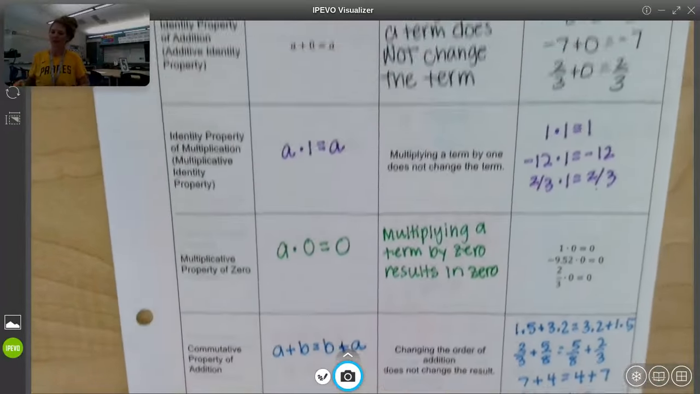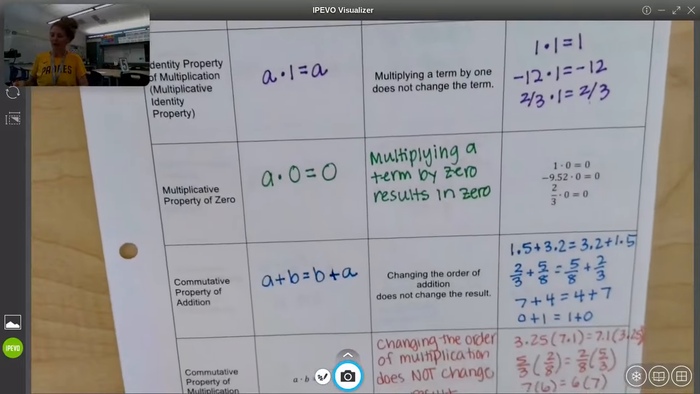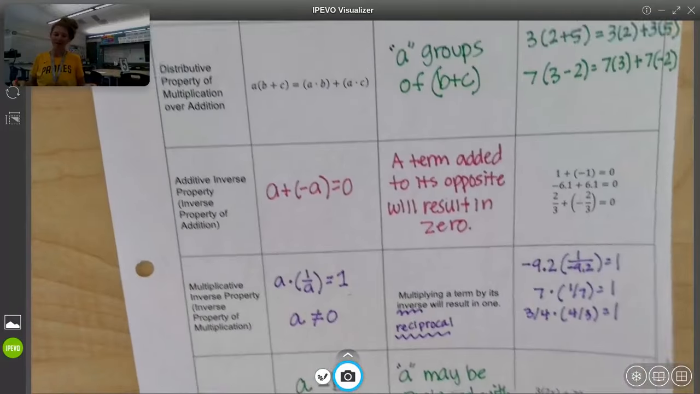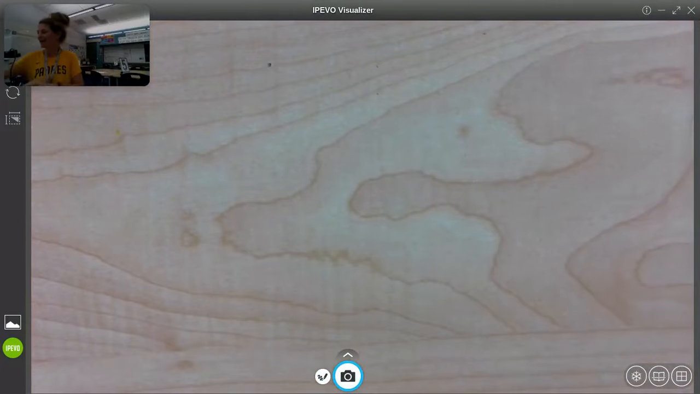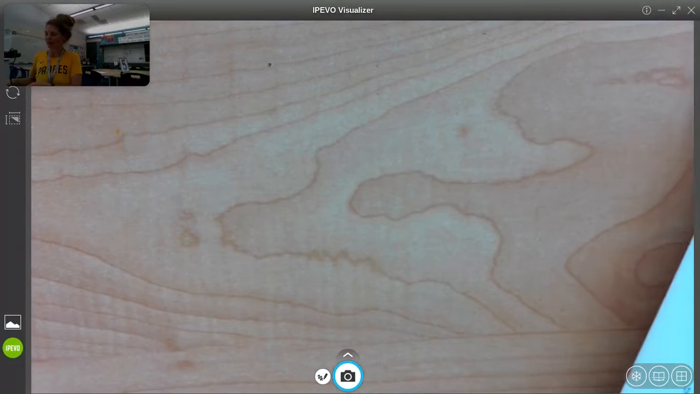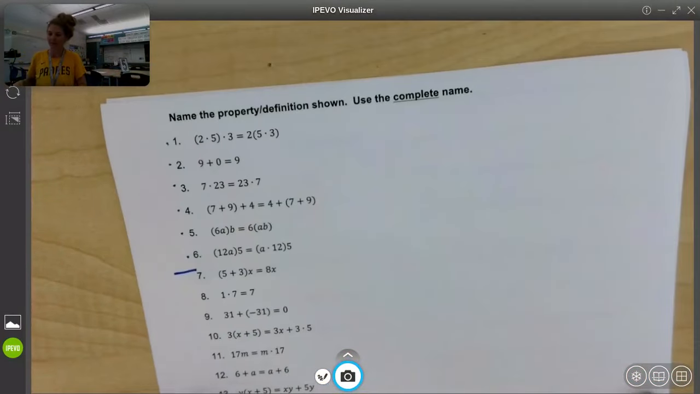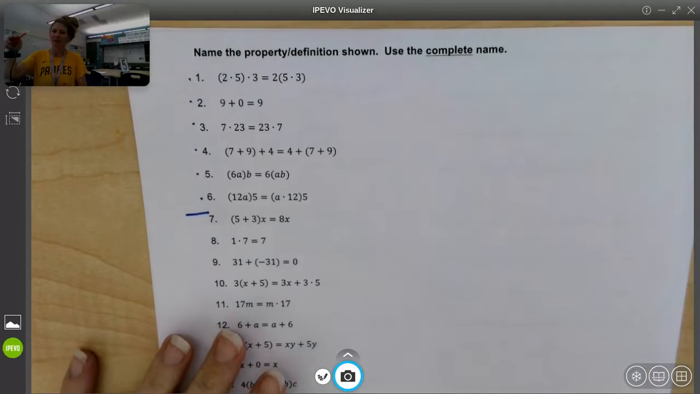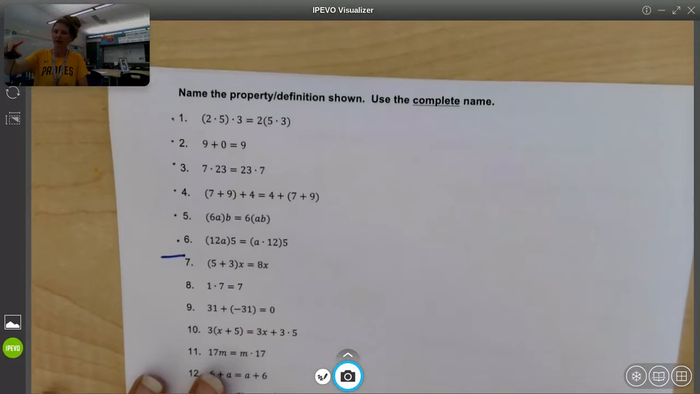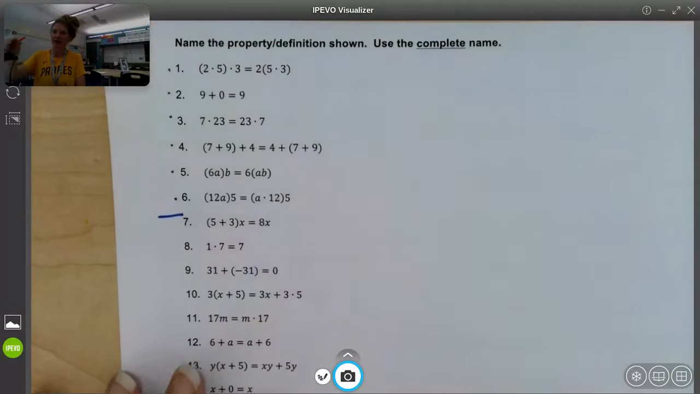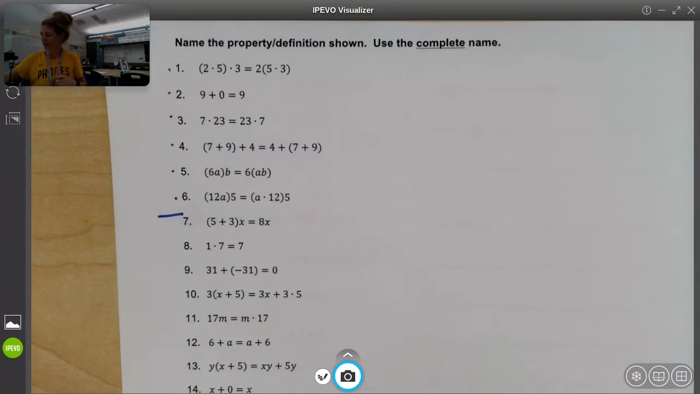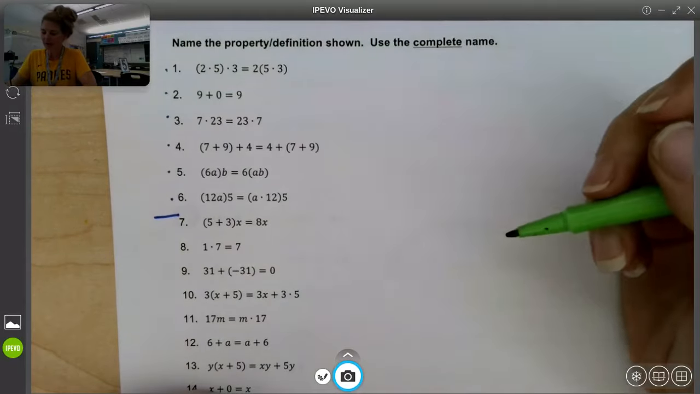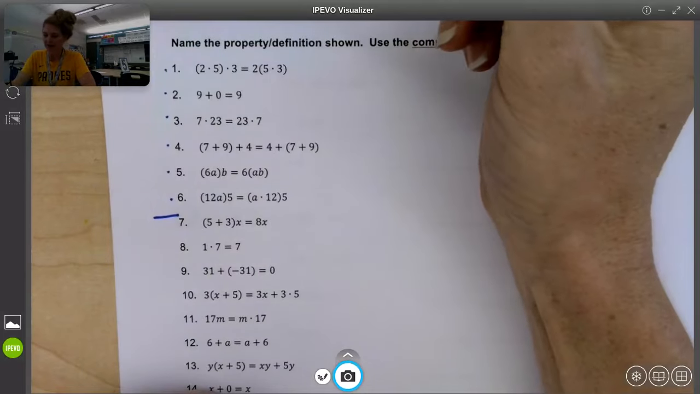So now we have our properties list, and you have already filled that out, and I hope you have it handy because it's going to be super helpful as we finish these last 2 pages of our lesson. It says, name the property / definition shown and use the complete name. So you're going to want to have your list out so you can look at all those words. And let's take a look at what changes. It's really important to highlight what changes from one side to the other side.